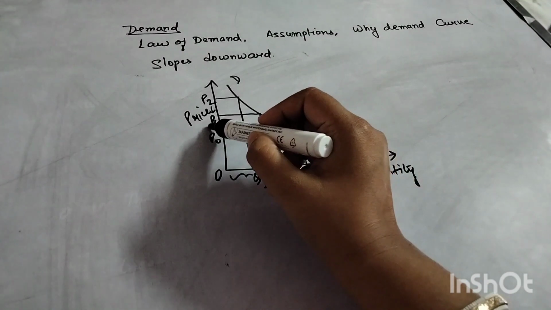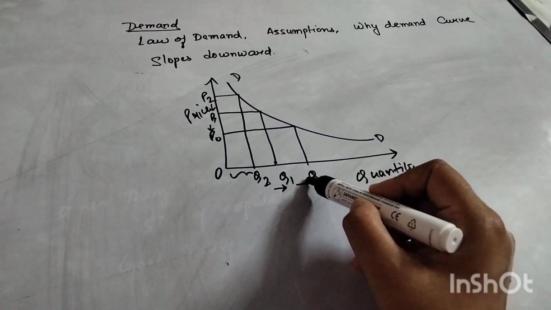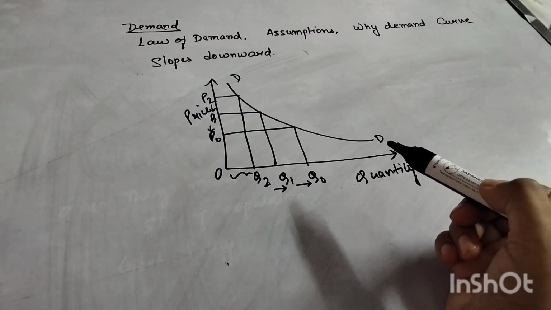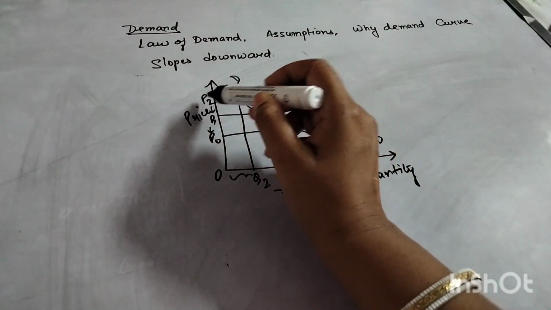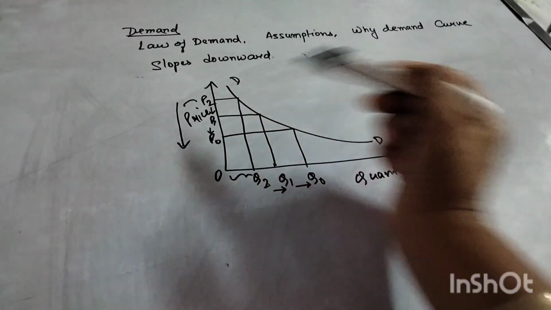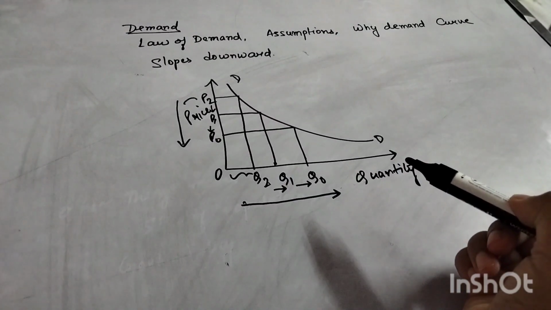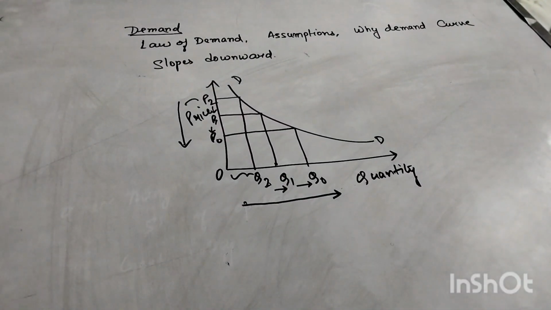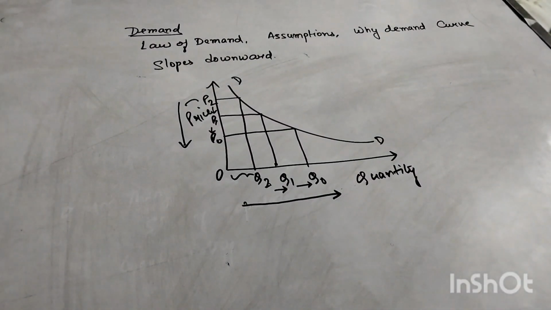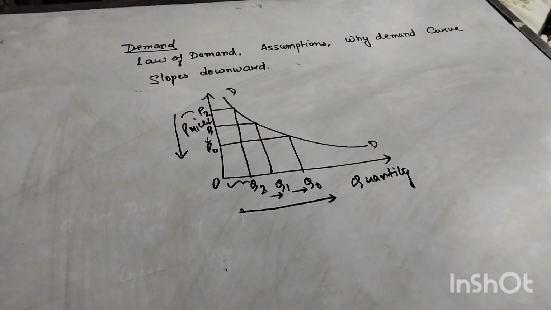Again, when your price falls from P1 to P0, your quantity demanded again increases from Q1 to Q0. That means when your price is falling from P2 to P0, your quantity demanded increases from Q2 to Q0. That means as price falls, your demand will increase. And that is why the demand curve is always downward sloping.